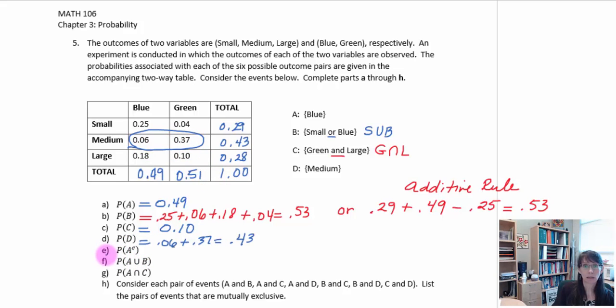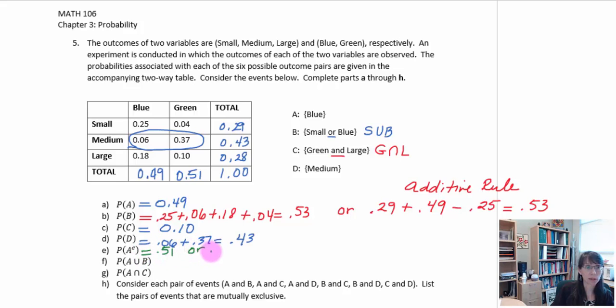Now, part E is a little more involved. It says the probability of A complement. So what that means is the probability of event A not occurring. Probability of event A is blue, so we do not want blue. So the probability of not blue would leave us green. So we could go directly to our total there of 0.51.